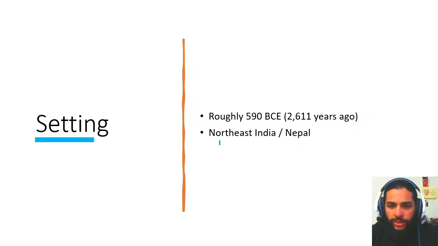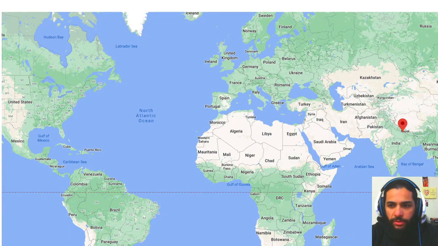And where are we? We are in northeast India or Nepal, right there on the border of those two countries. Now let's take a map to look at our exact location. So here is the border of Nepal and India. That is where our story takes place.